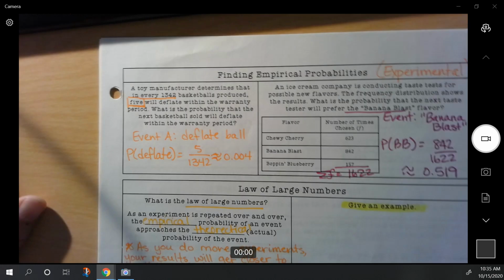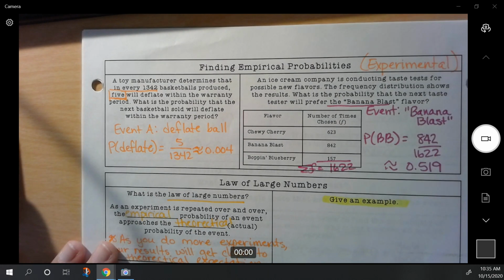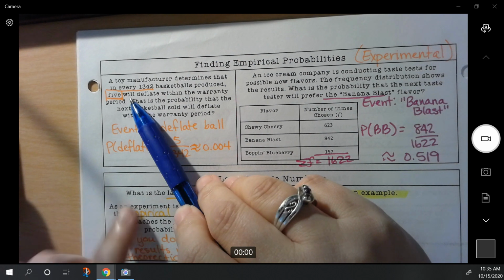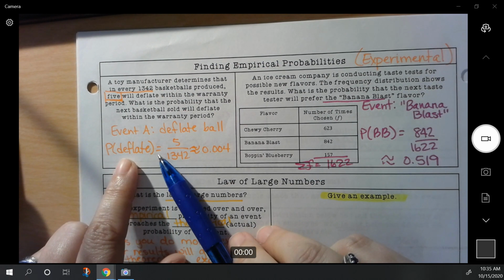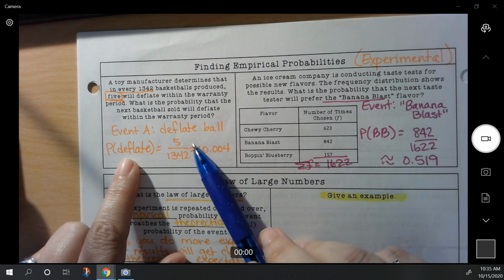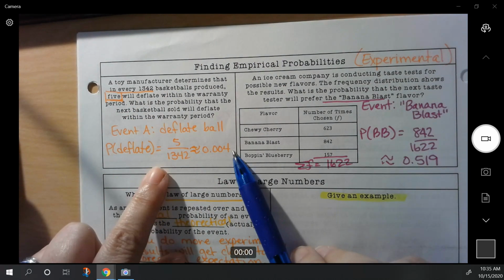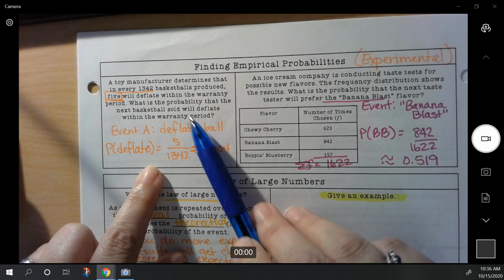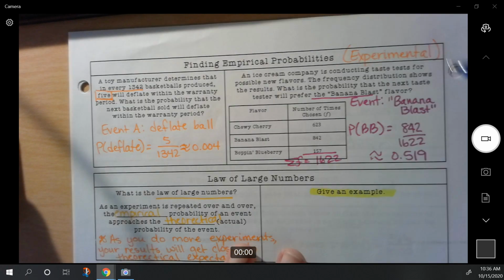Okay, so a toy manufacturer determines that in 1,342 balls, 5 will be deflated. So the event that they find a deflated ball would be 5 from past experience out of 1,342. So they have less than a 1% chance, a 0.004 chance of having a deflated ball coming through. That's how warranties are figured out.